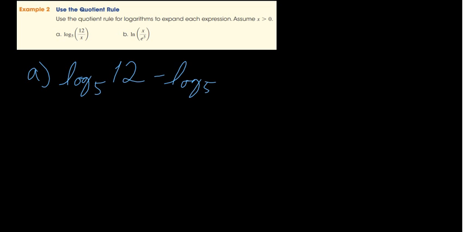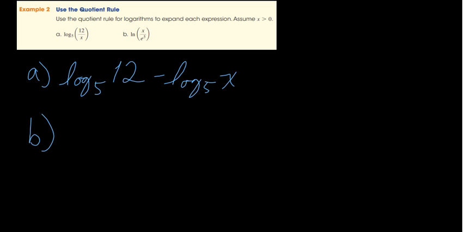Alrighty, so use the quotient rule. Again, we're just going to expand these. We're dividing here. The argument is being divided, so we know we're going to use a subtraction sign. So we're going to say log base 5 of 12, and then it's going to be minus log base 5 of x. And that's pretty easy. Again, it's division, so we just subtract.